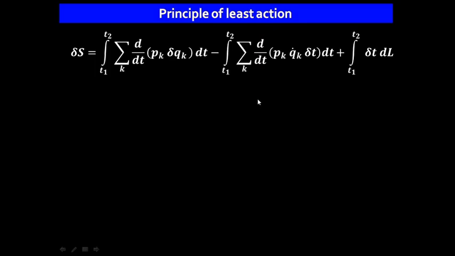Here also d by dt and integration are inverse processes, so they can be cancelled out. Okay, so only the limit will remain, limit over t1 to t2. Integration and derivative will be cancelled out.